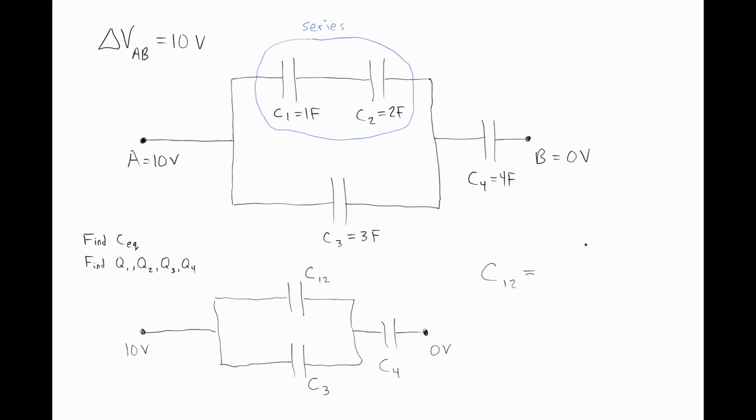So the rule for capacitors in series is 1 over C1 plus 1 over C2. That'll be, okay, so that's going to be 2/3 farad.